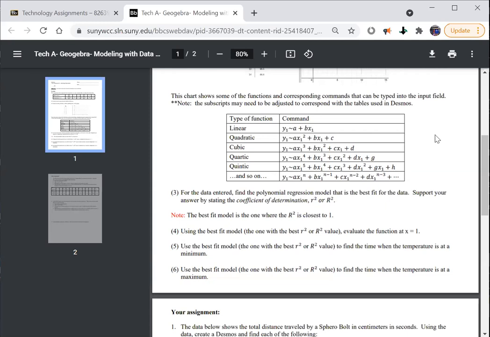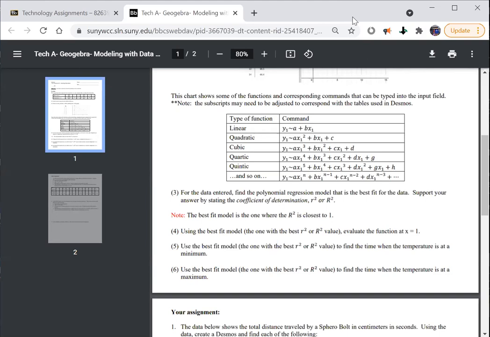All right. The best fit model is the one that has an R² value closest to 1. That doesn't mean a whole heck of a lot right now until you see it in action in Desmos. But once you do, you'll see what I'm talking about. Then once we have that information, we evaluate our function for when x is equal to 1. Then we find the time when the temperature is at a minimum, and then we find the time when the temperature is at a maximum. So these are what we call extreme values. Sets you up nicely for some concepts in calculus.